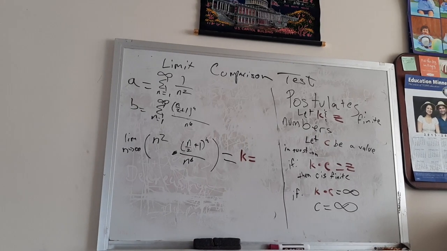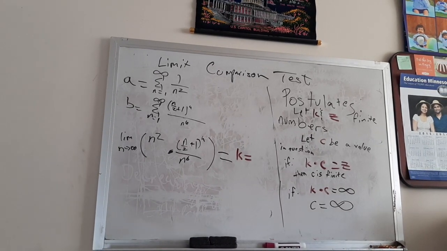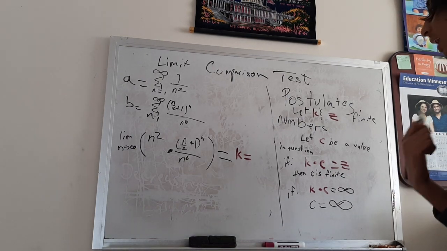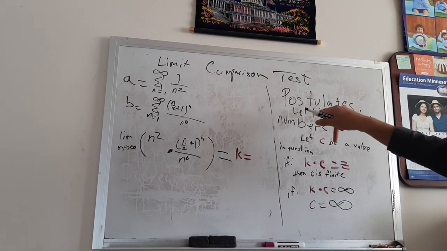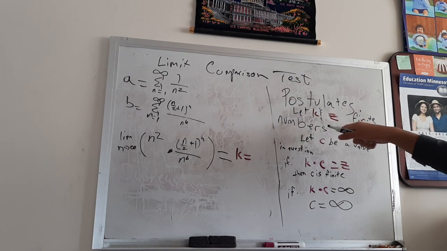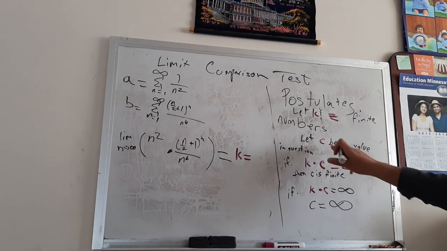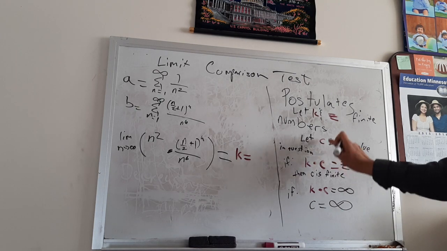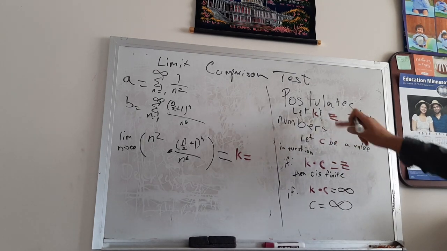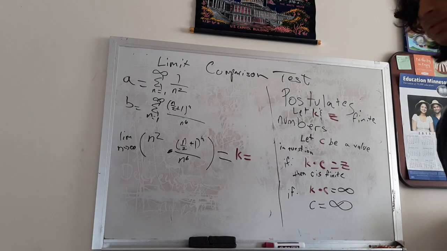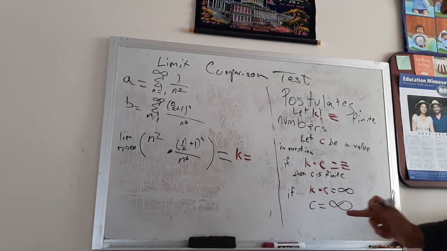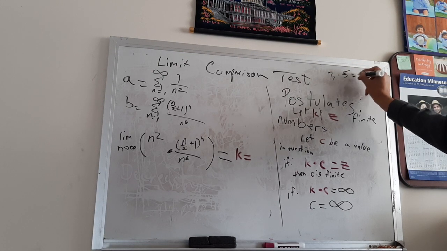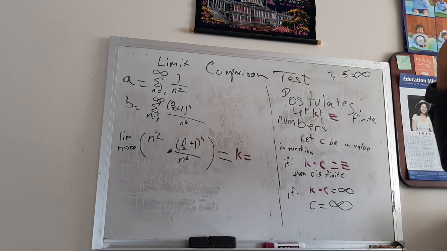Okay, so limit comparison test is a little less intuitive than direct comparison, but through just a little explanation, it should be kind of clear. So our postulates for this one are k and z are finite numbers, and c is a value in question. So if we multiply c by a finite number and we get another finite number, that means c must be finite. Like you can't say 3 times 5 equals infinity since they're both finite numbers.